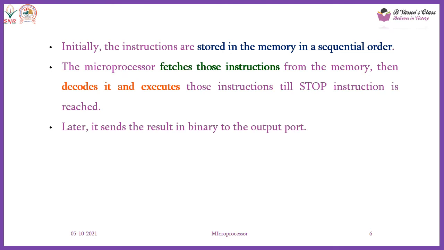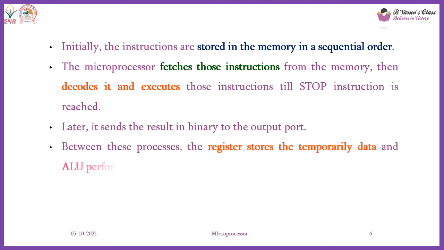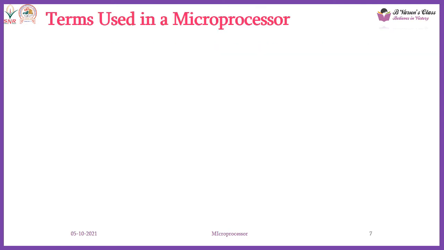Once the execution process is completed, it sends the result in binary to the output port, through the output unit or output device. Between the input and output, we have the registers. All these registers are named using English alphabets B, C, D, L, accumulator, like that, to store the temporary data. The ALU is the part of the microprocessor which performs all the computing operations.